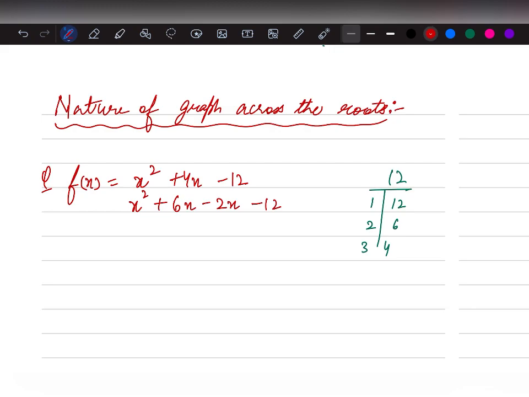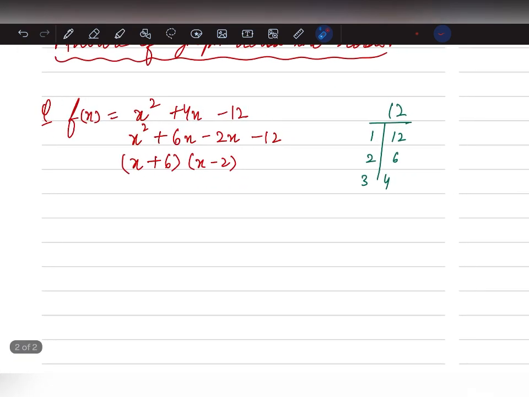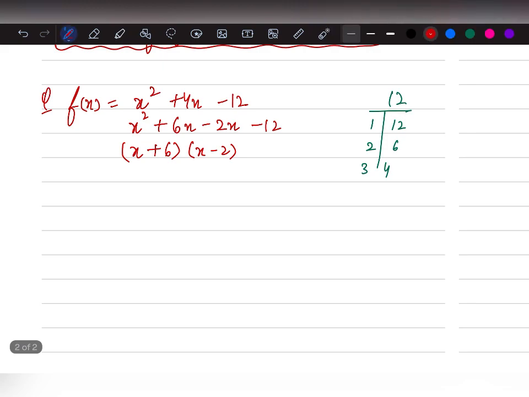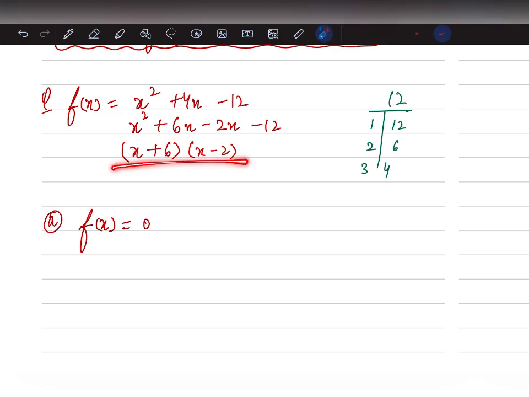Now I can write this as x plus 6 times x minus 2 in the factor form. Just one thing to note here, that the powers of these factors are 1 and 1. Now we will find it in the form of parts. For the first part, I will find out when f of x is equal to 0. To find when f of x is equal to 0, I will put my factors equal to 0. These will give me the values when f of x is equal to 0.